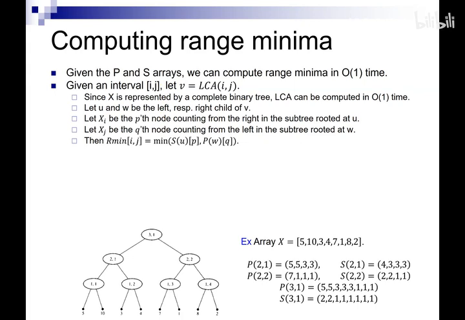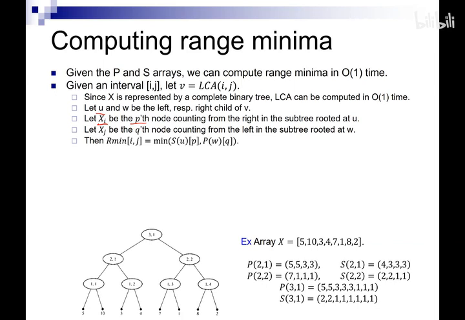Now, suppose that x of i is... so we look at this left child of V. If you look at the left child of V and take its subtree below that left child, below U, and let's say that you start counting from the right until you get to x i, and you have to count p nodes. Therefore, x of i is going to be the pth node counting from the right in the subtree rooted at U.